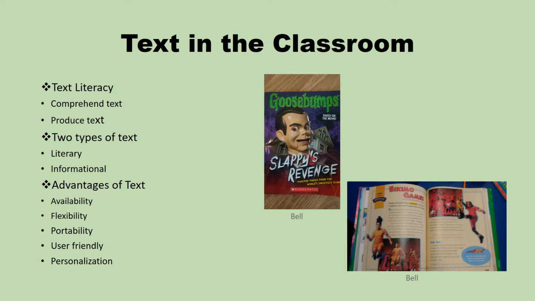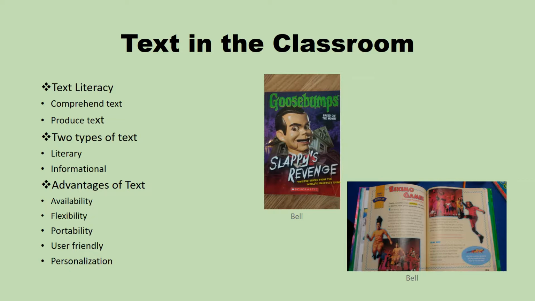There are two types of text in the classrooms. The first is literary. These are your stories, your poems, your myths, your dramas. The other one is informational. This would be your textbooks, your nonfiction, your history, your social studies, and your science.